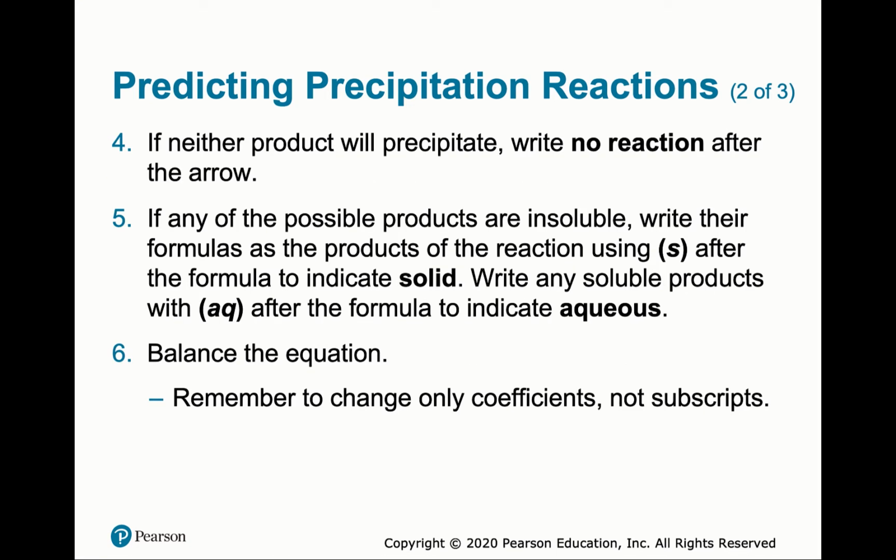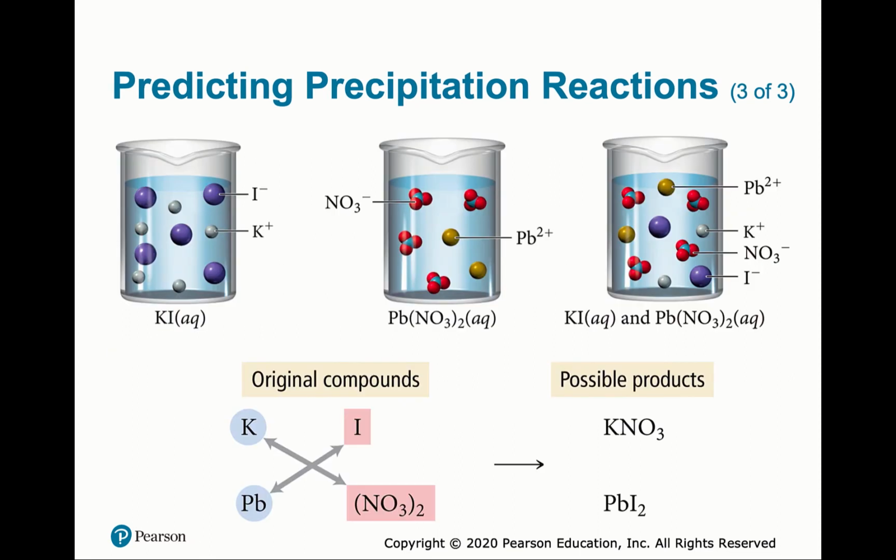And if neither of them is insoluble, then it's no reaction. If one is insoluble, then that's the precipitate, and you indicate where everything is dissolved in the aqueous form. That becomes the solid form, and then you've got to balance the equation.